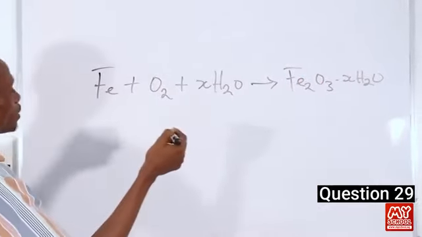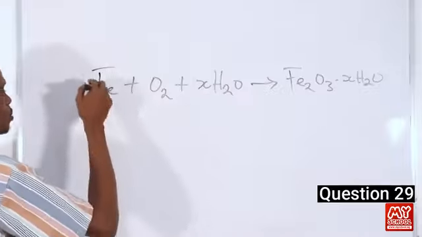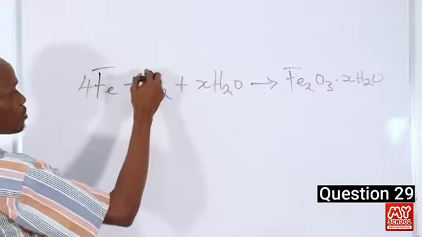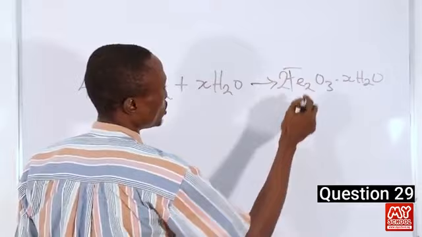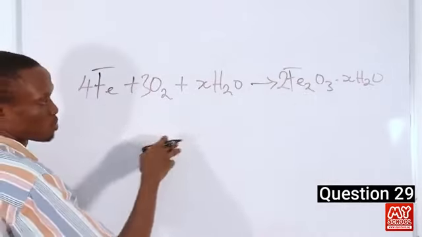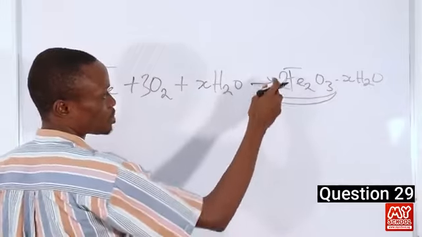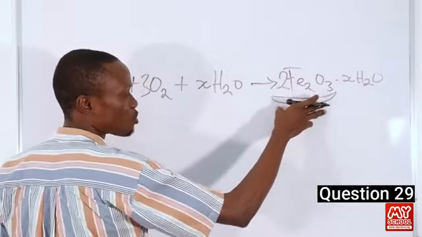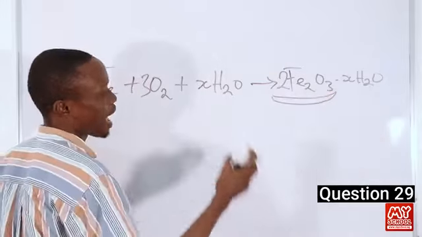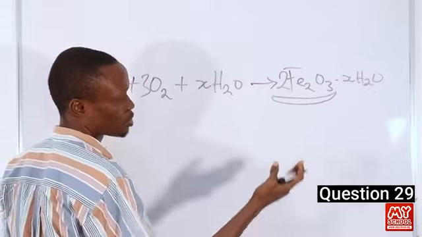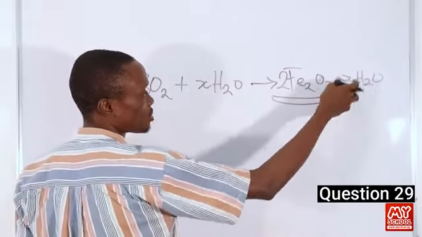So this will give us Fe2O3.xH2O. But this is not balanced, so let's balance it up. We'll be having 4 here, 3 here, and 2 here. So this is balanced. This is actually what is referred to as rust. This is the compound that we call iron(III) oxide, or rather hydrated iron(III) oxide.